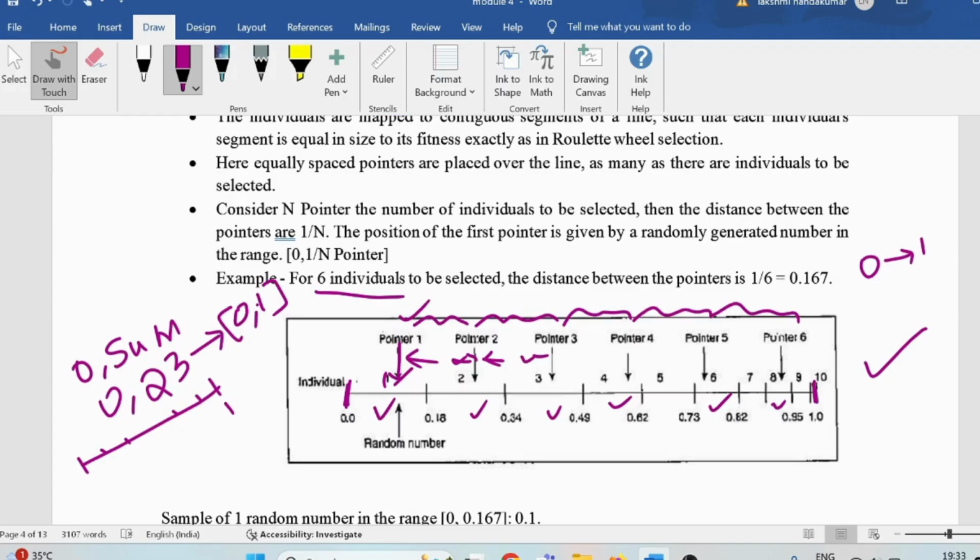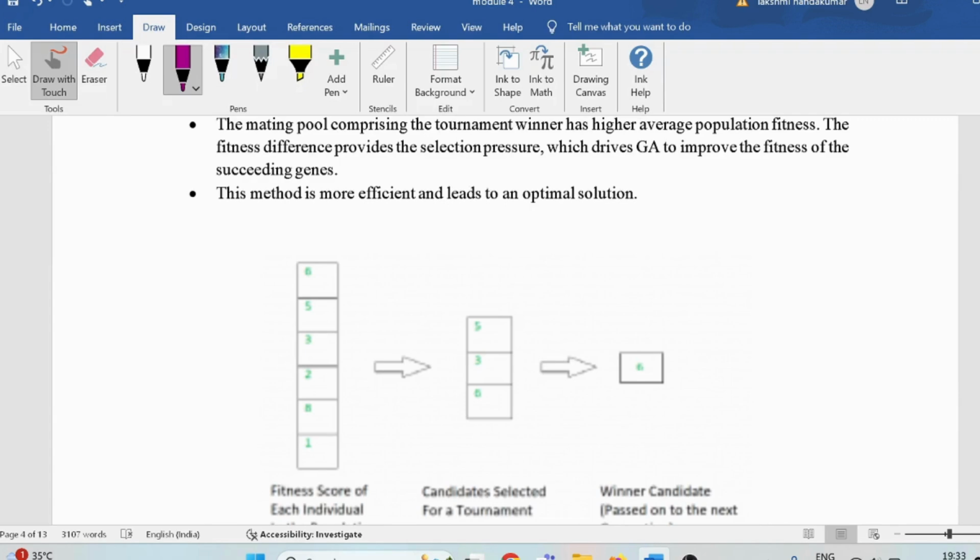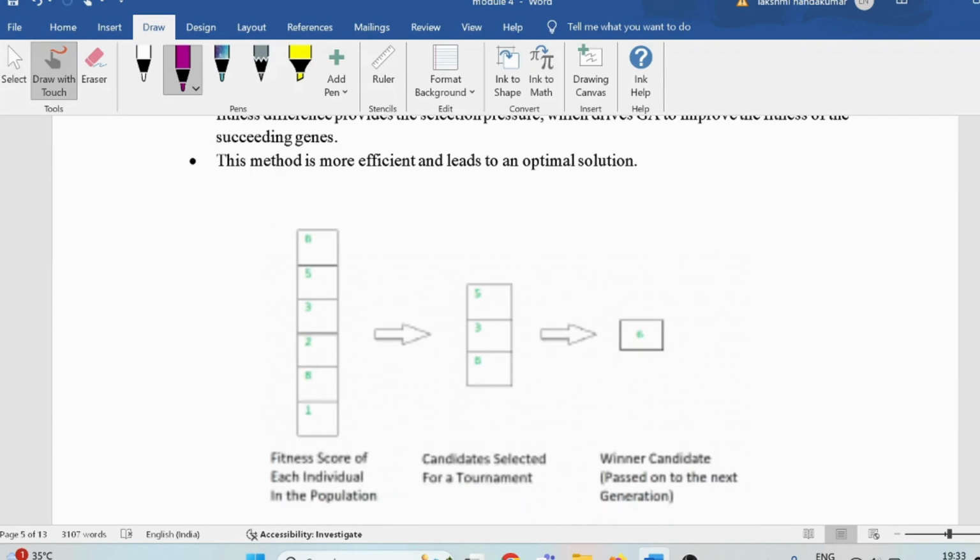Then the next one is tournament selection. In tournament selection, it is actually much easier. It is an efficient method to choose the optimum solution. So all the fitness values are calculated and the individuals are written like this. Out of that, the 3 best fit individuals, the ones having the best fitness values, are chosen as the candidates for a tournament. From that, the best fit individual is chosen and passed on to the next generation. So this is called tournament selection.